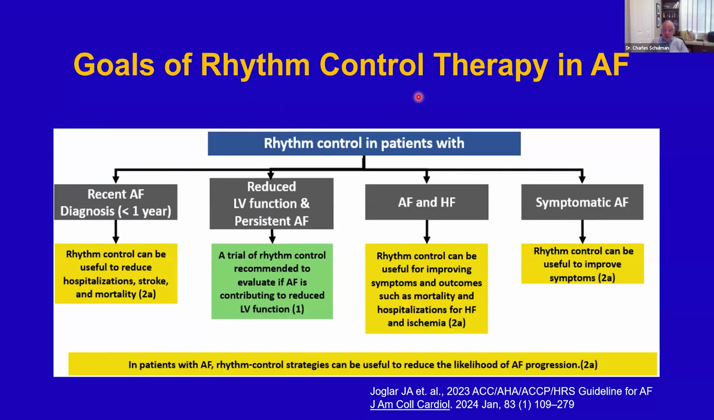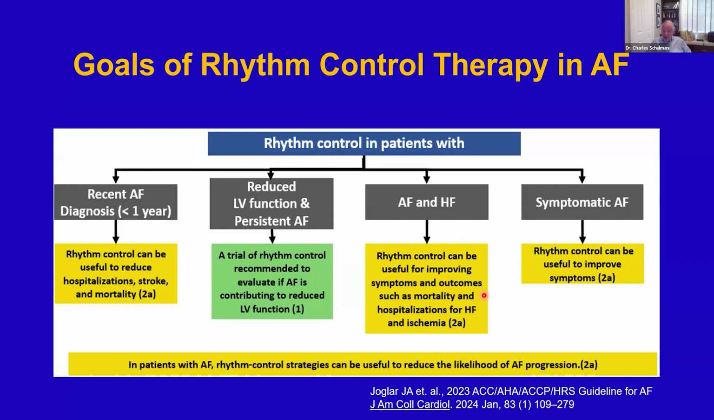The goals of rhythm control therapy in atrial fibrillation, and this comes from the guidelines: for recent AFib diagnosis, that is less than a year, the rhythm control strategy can be useful to reduce hospitalization, stroke, and mortality with a 2A indication. If there is reduced left ventricular function and persistent AF, rhythm control is recommended with a class 1 indication. If there is AFib and heart failure, rhythm control can be useful for improving symptoms, cardiovascular outcomes in patients with heart failure.